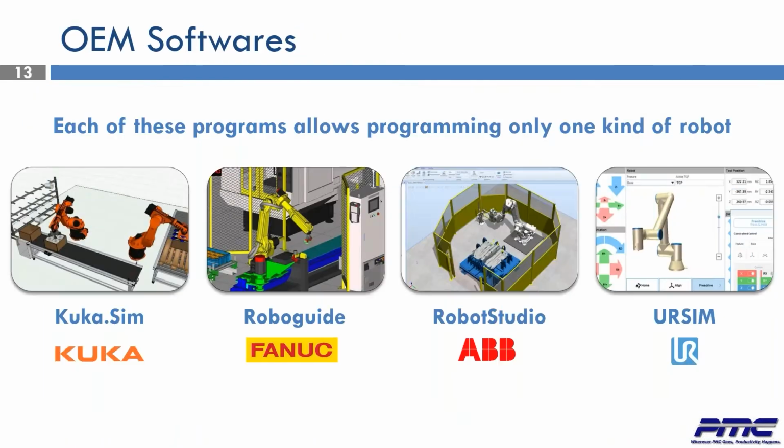So now I have some robotic simulation software options. In this case, these are provided by the robot manufacturers themselves. We have KUKA Sim from KUKA, RoboGuide from Fanuc, Robot Studio from ABB, and also URSim from Universal Robots. Each of these programs allows programming only one type of robot, only the models of its manufacturer.